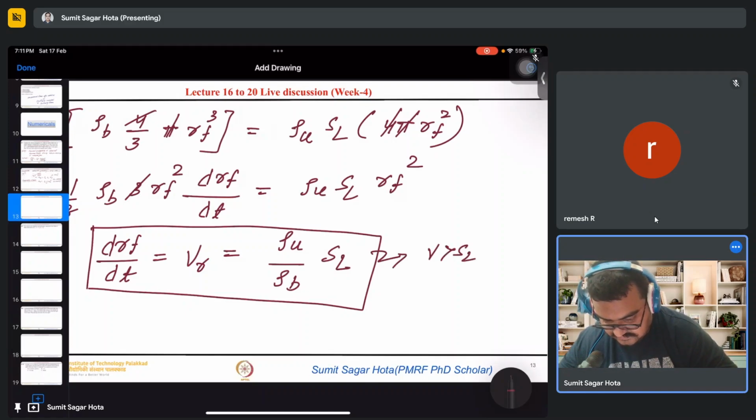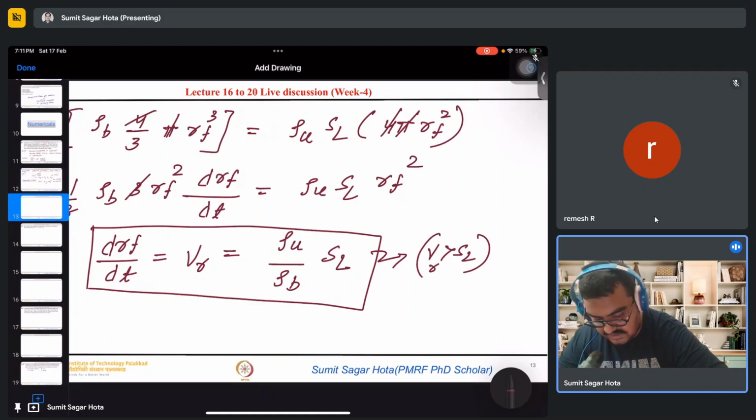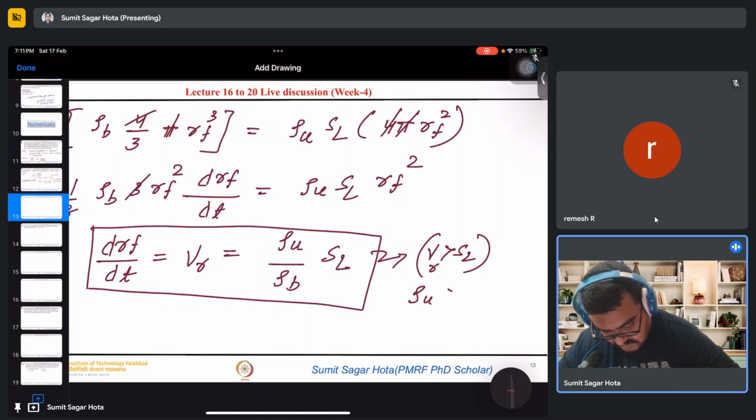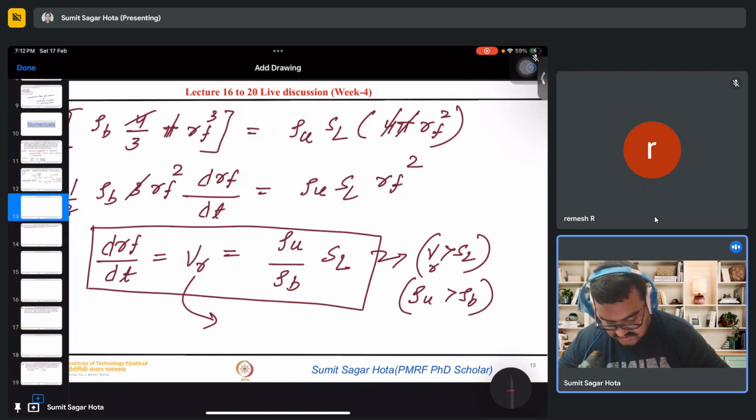Okay, so what is the condition? Sb r is always greater than sl. This is one condition you should remember, and rho u is always greater than rho b. Some of these conditions they may ask. The radial velocity is always greater than your laminar flame speed. Why? Because rho u is greater than rho b. After burning, obviously the density will be less than before burning, the unburnt fuel.